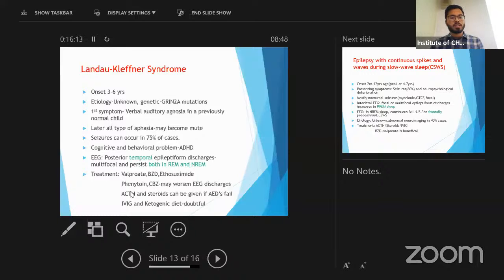EEG shows posterior temporal epileptiform discharges which are multifocal and persist both in REM and NREM sleep. The treatment is usually valproate; benzodiazepines like clobazam and ethosuximide can be given. Phenytoin and carbamazepine, which are sodium channel blockers, may worsen the EEG discharge. ACTH and steroid can be given if the conventional AEDs fail. The role of IVIG and ketogenic diet is doubtful.